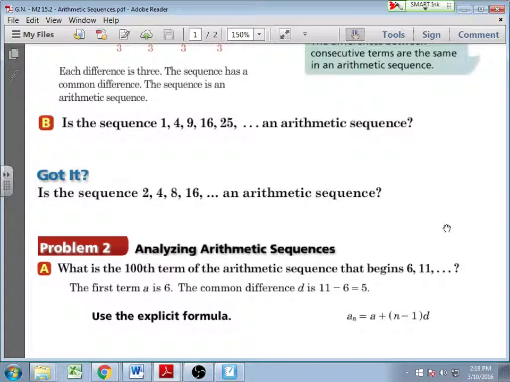All right, so what do you think here? I see 1, 4, 9, 16, 25. Yeah, so it's not arithmetic. What you want to look at here is this is plus 3.